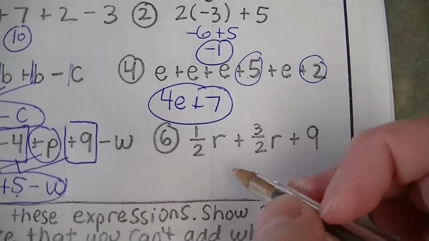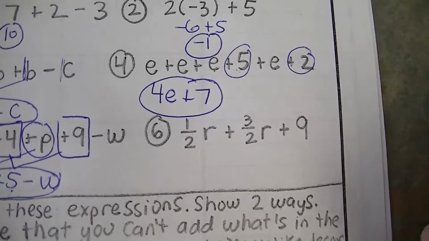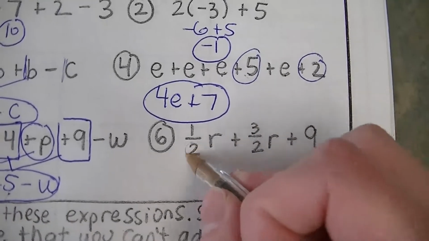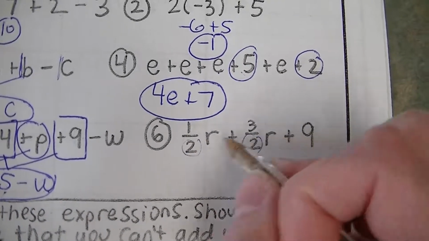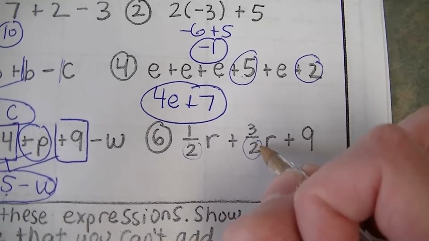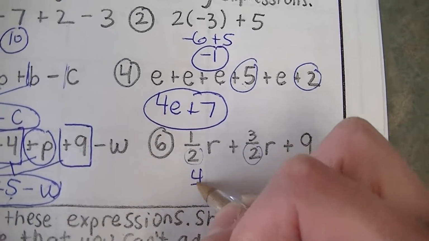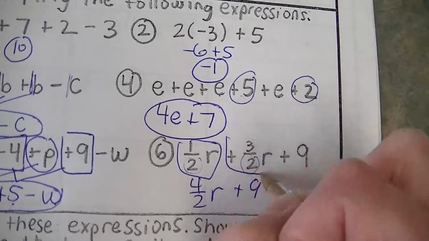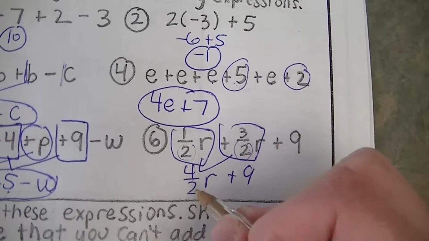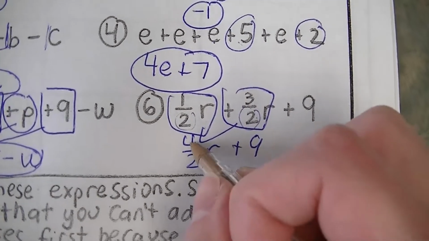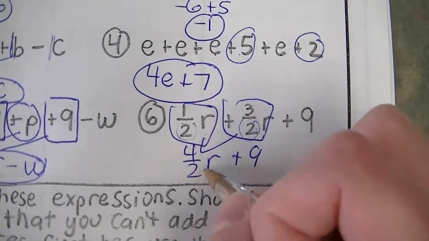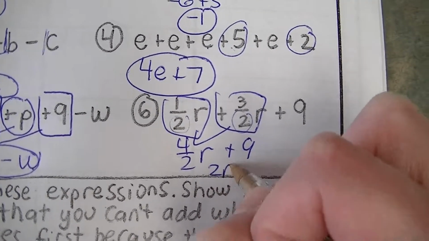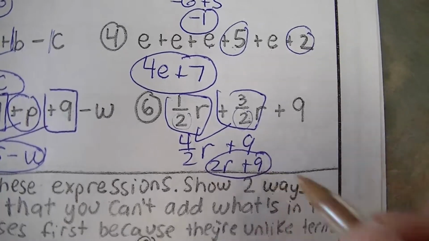Okay, don't be afraid if there's fractions in it. Just keep it normal. Look, they have like denominators. So 1/2 r plus 3/2 r is 4/2 r plus 9 because these are like terms. And you could also simplify it even further because 4r divided by 2 is 2r plus 9. So that's the most simplified answer.